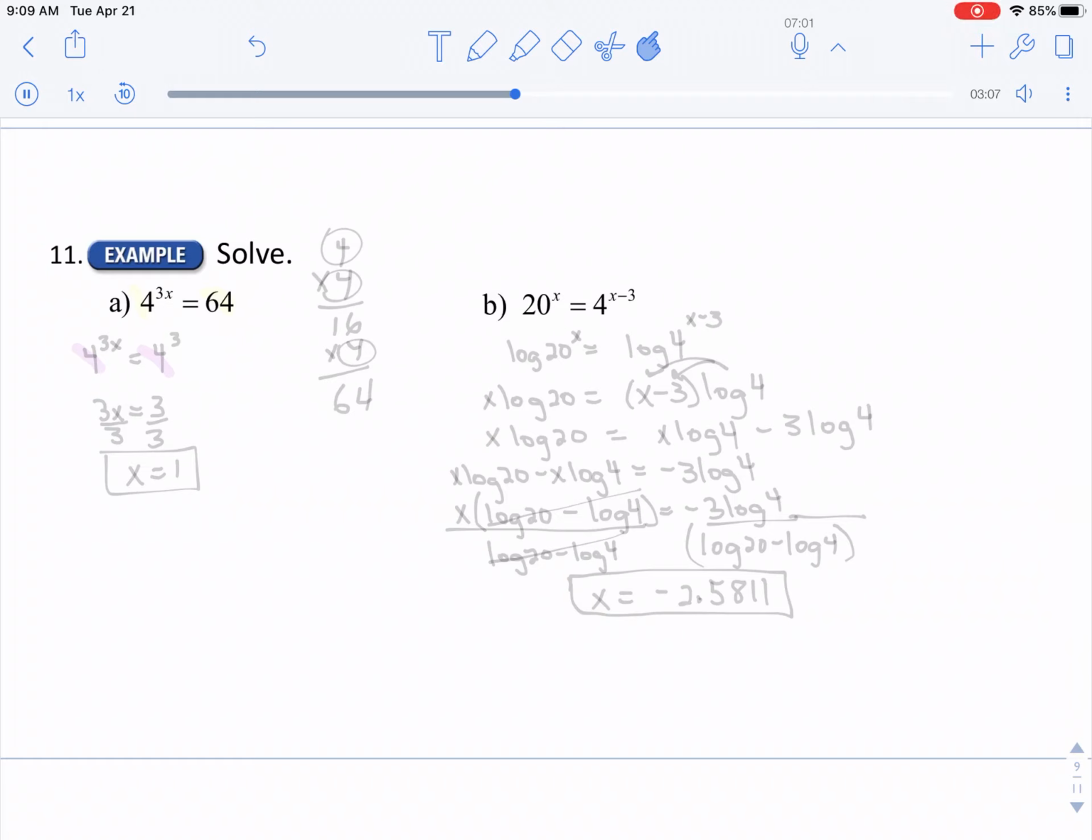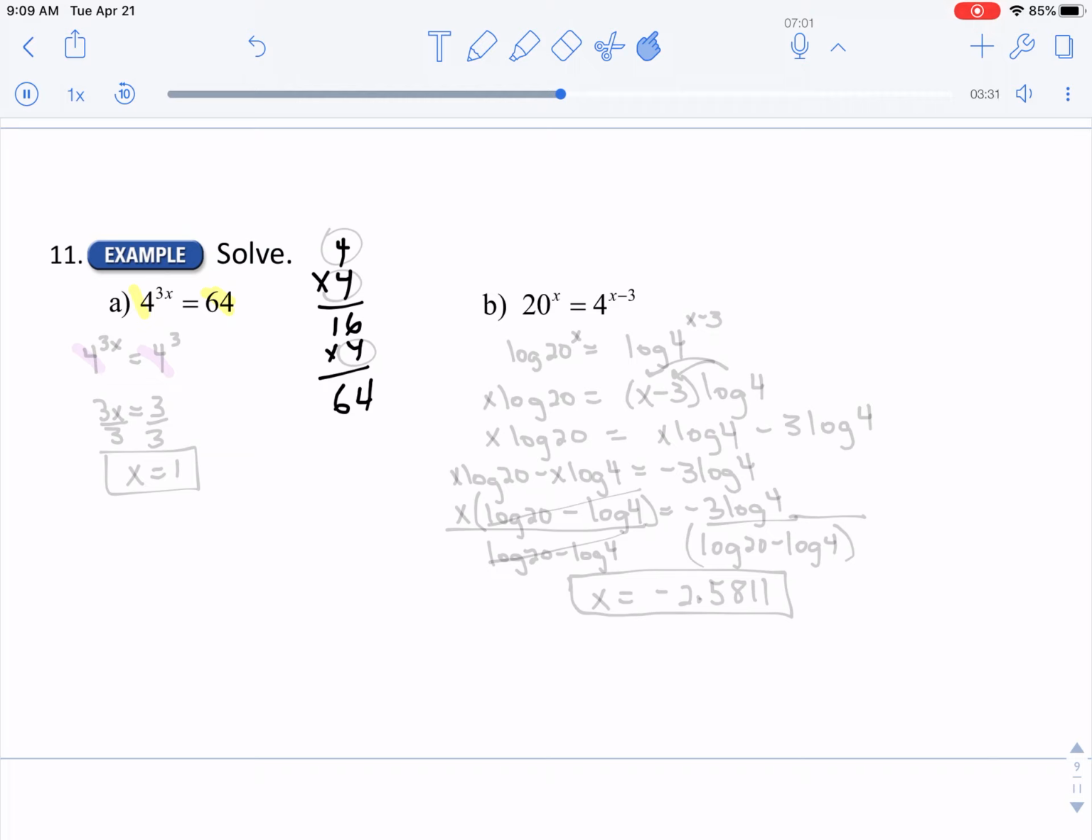This is the review for test 3, problem number 11. It says to solve these equations. I noticed that the base here is a 4. Is there any way I can write 64 with a base of 4? Well, let's see. 4 times 4 is 16, and 16 times 4 is 64.